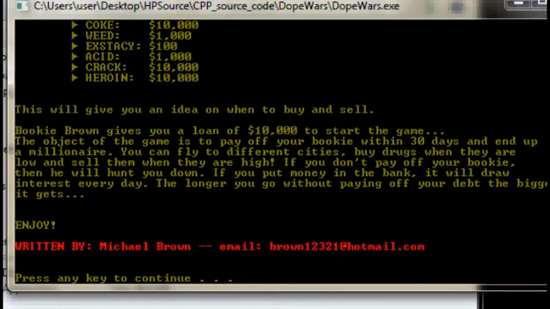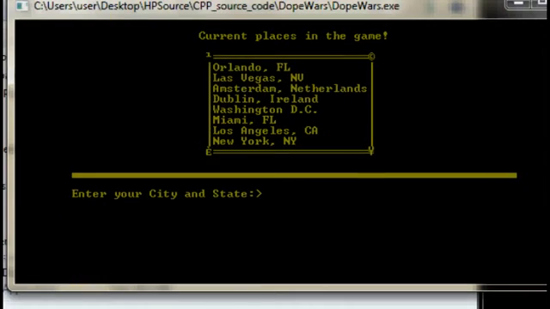So this will give you an idea about when to buy and sell. Bookie Brown gives you a loan of $10,000 to start the game. The object of the game is to pay off the bookie within 30 days and end up a millionaire. You can fly to different cities, buy drugs that are low and sell them for high, and that sort of thing. Let's say New York.